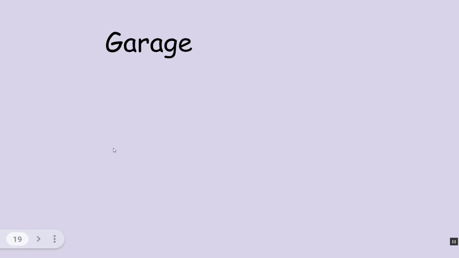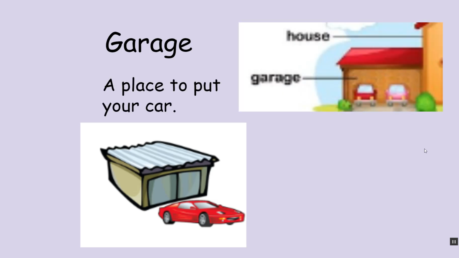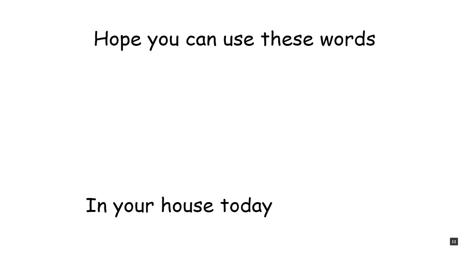Next one is the garage. Garage, a place to put your car. So there's your house. Garage is next to the house sometimes. Sometimes it's under the house, like in the cellar or the basement. It's usually positioned next to the house. In houses across England, the garage is usually positioned next to the house.